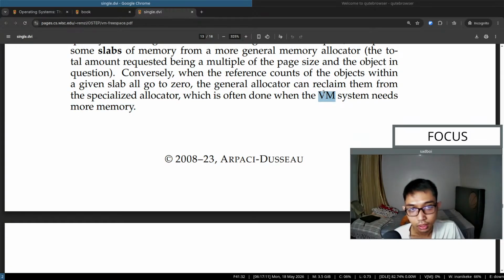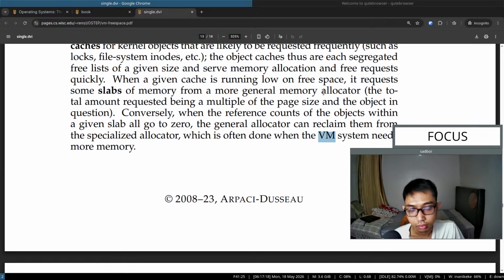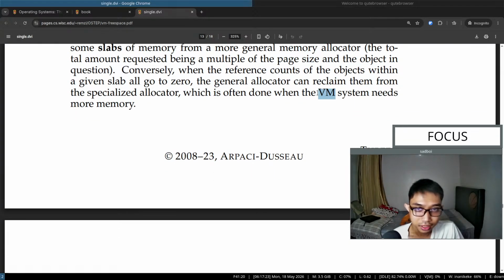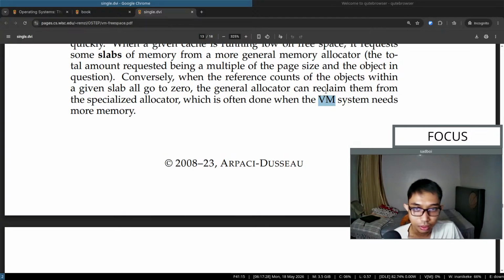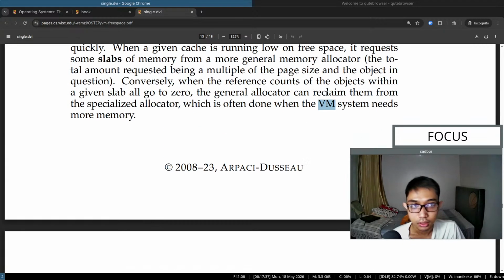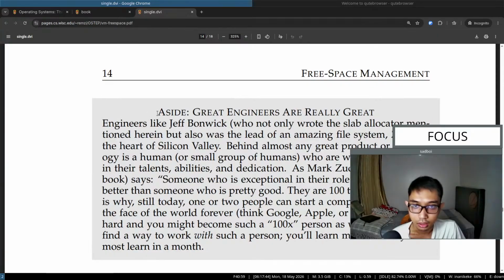What does this VM mean? Is it virtual machine or virtual memory? Again, the abbreviation VM can stand for multiple things, right? I'm assuming in this case it is virtual memory, maybe something like that. Okay, let me read this first and then read the aside here.